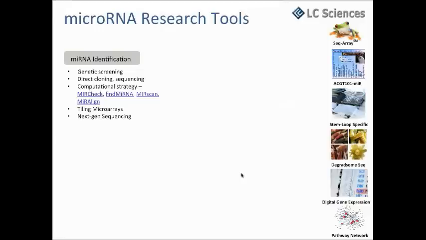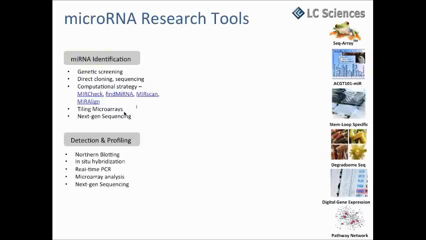Then if you look at the tools available for the different steps of microRNA research, the first step, of course, is identification. Clearly, what is dominant these days is next-gen sequencing. There's no doubt about that. There are also computational strategies, which typically look at precursor molecules. And what we did a lot in the early years, when miRBase was still young, so 2005, 2006, 2007, was tiling arrays, where we basically validated predicted sequences.